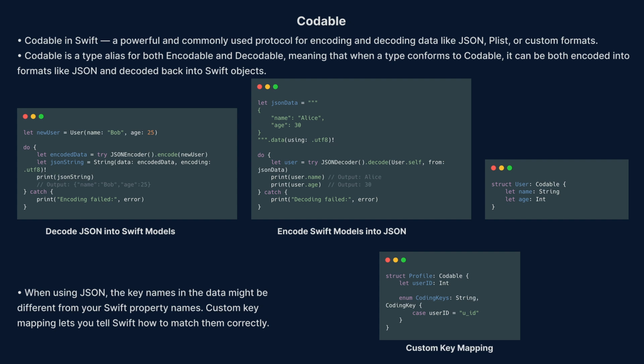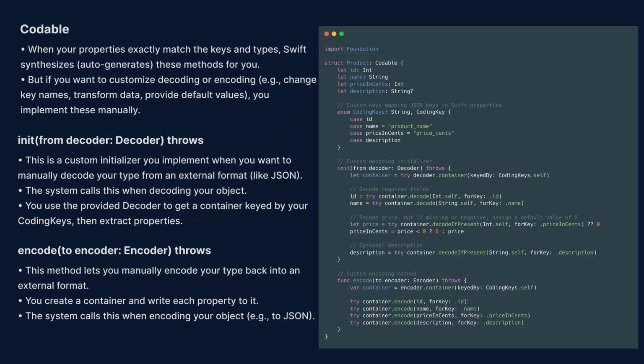Often, the keys used in JSON responses or other data formats don't exactly match the property names in your Swift models. In such cases, Swift provides support for custom key mapping, allowing developers to explicitly define how the keys in external data correlate with the properties in Swift types, ensuring accurate and reliable data parsing. When the property names and types in your Swift model exactly match the keys in your external data, like JSON, Swift automatically synthesizes the required encoding and decoding methods for you.